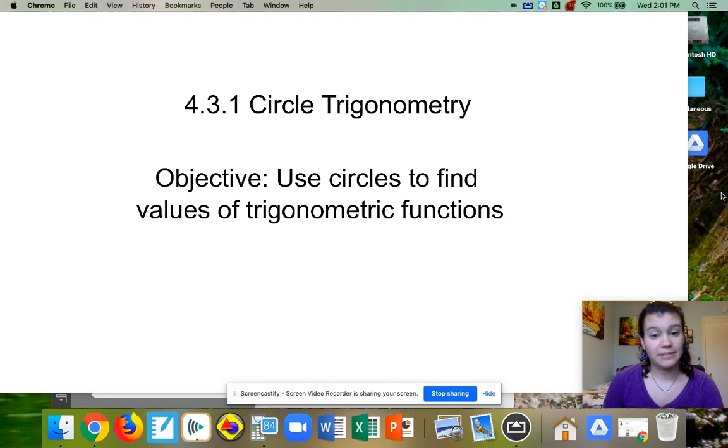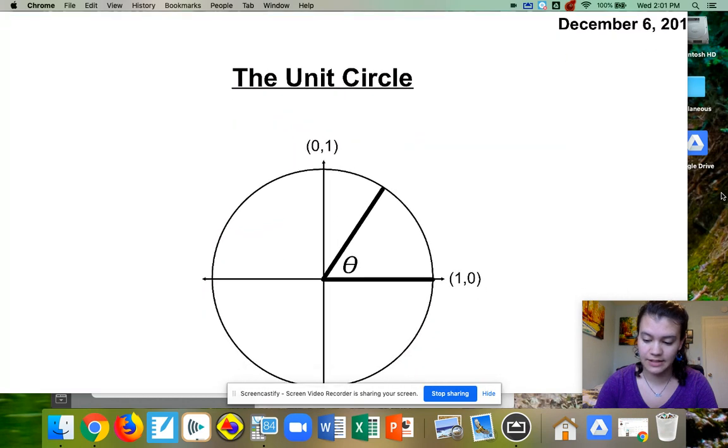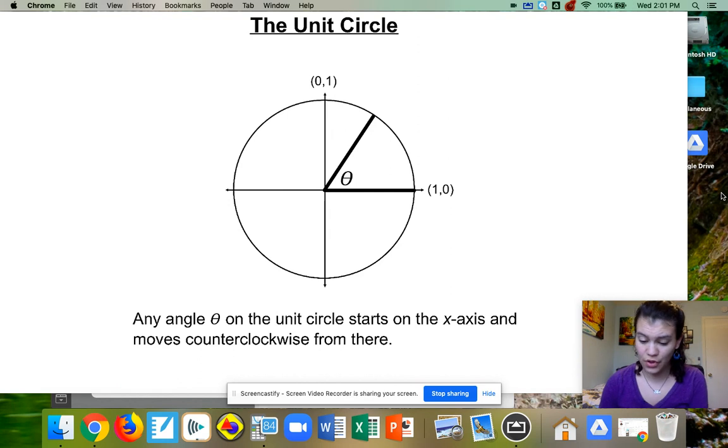So the video today is about circle trigonometry. So using circles to find the trig functions instead of just setting up the triangle like we did on the last one. Again, I will highlight the optional things in red, or the optional sides. So the unit circle, you've probably seen it before.